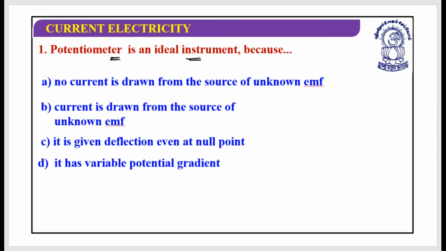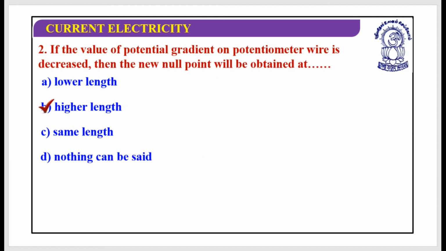Potentiometer is an ideal instrument because no current is drawn from the source of unknown EMF. Current is drawn from the source of unknown EMF. It gives deflection even at the null point, and it has variable potential gradient. Yes, the first option is correct, because no current is drawn from the source of unknown EMF, and if no current is drawn, that means I into R would be equal to 0. That's why the potential drop is not being wasted. So this can measure EMF.